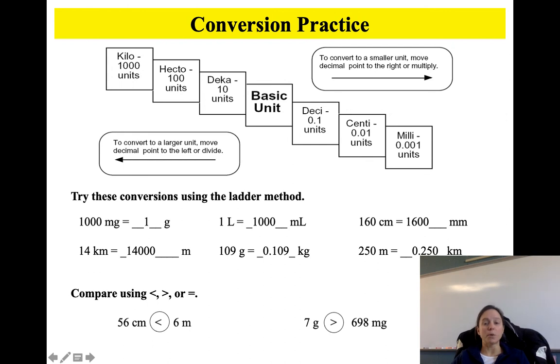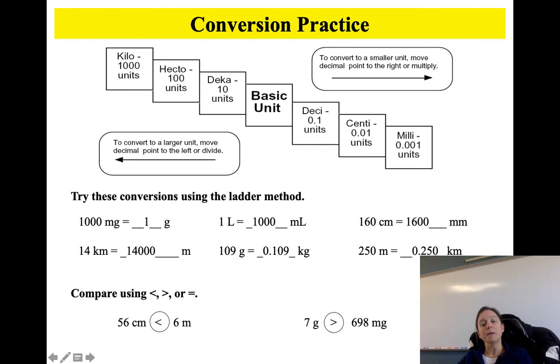So then to answer these questions down here, how can I compare centimeters and meters? I can't. I have to convert one of these, either the centimeter to meter or meter to centimeter, and you can do either way you choose. I'm going to change meter to centimeter because in my head that's just easier. So here's my meter, and I'm going to jump 1, 2. So I'm going to move it 2 to the right. And so if this is 6, this becomes 600 centimeters, and 600 centimeters is a bigger number than 56 centimeters.